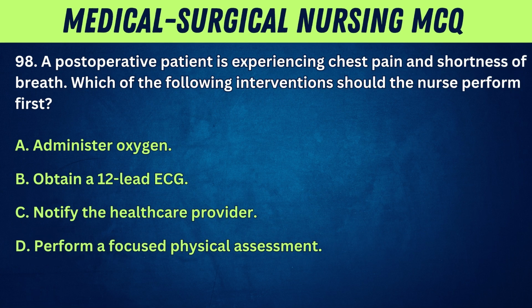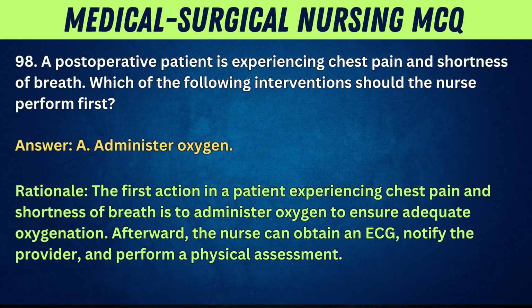98. A postoperative patient is experiencing chest pain and shortness of breath. Which of the following interventions should the nurse perform first? A. Administer oxygen. B. Obtain a 12-lead ECG. C. Notify the healthcare provider. D. Perform a focused physical assessment. Answer. A. Administer oxygen.